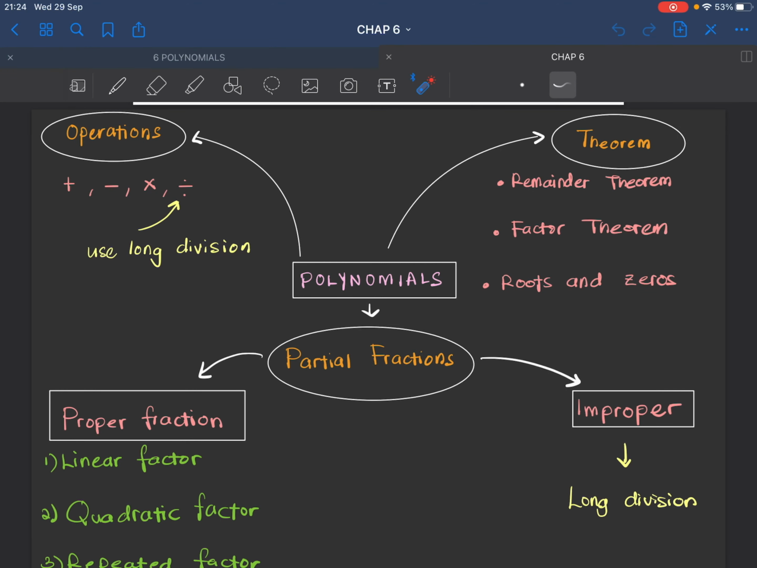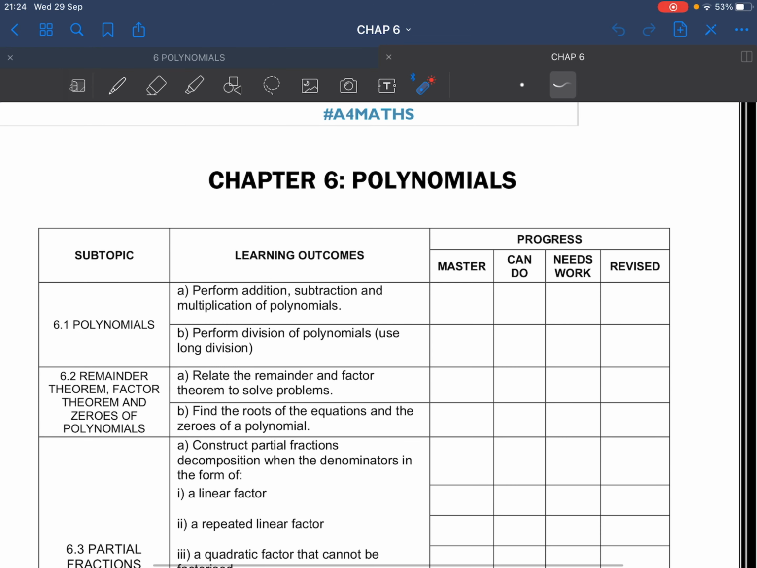So today, I think by now you should have already seen the 6.1 video, which is operations and how to use long division. For this video, we are going to see the second subtopic, 6.2, where we are going to see how to do the remainder theorem, factor theorem, and roots and zeros of polynomials. For this video, we are going to focus on what is the remainder theorem.